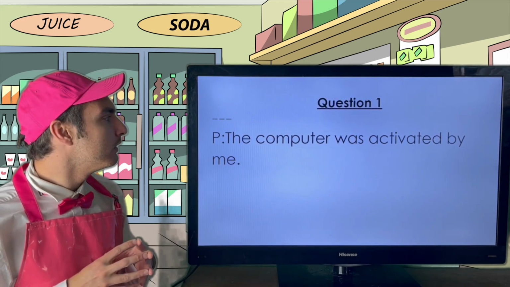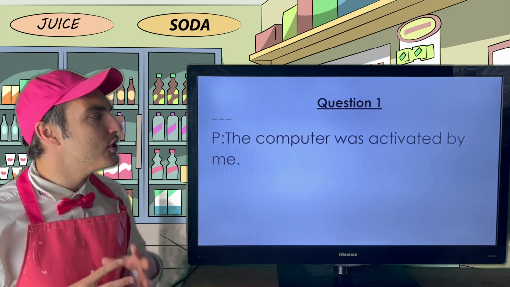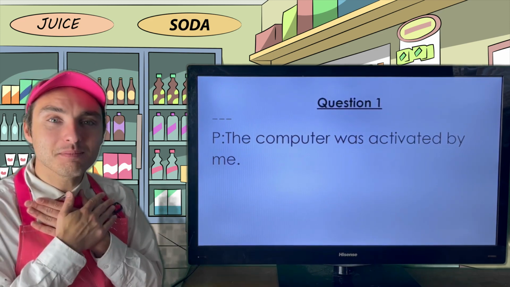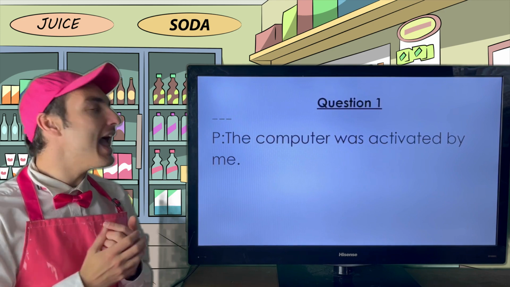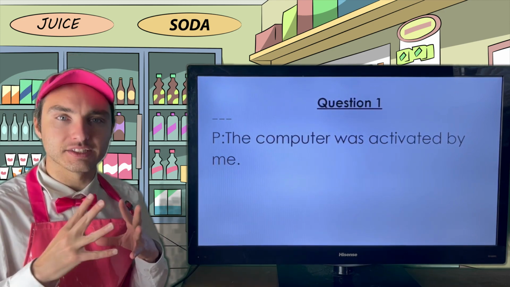Question 1. Passive. The computer was activated by me. Go ahead and turn this into active voice.